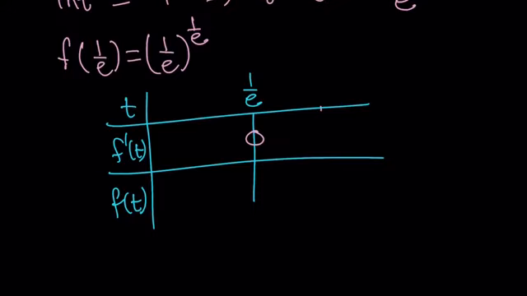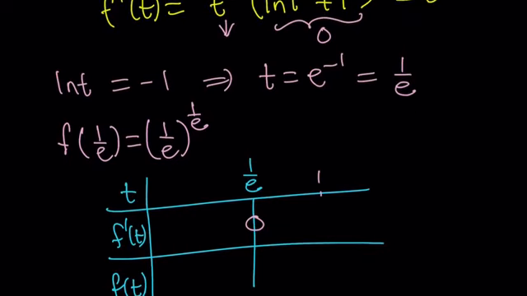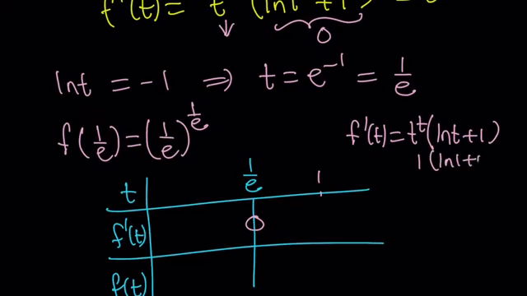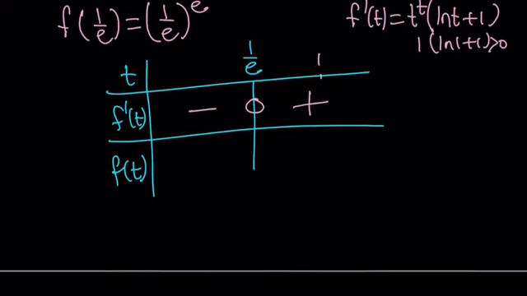If t is greater than 1 over e, for example, you can use a test value like 1. Remember, the derivative is t to the t times ln t plus 1. So let's go ahead and write the derivative here real quick. T to the t multiplied by ln t plus 1. If you replace t with 1, you're going to get 1 times ln 1 plus 1, which is positive. So to the right, we know that it's going to be positive. You only need a test value. Obviously, 0 is not a good choice, and 1 is, I think, a good choice. So it's going to be negative here because it's going to change sign at that point.